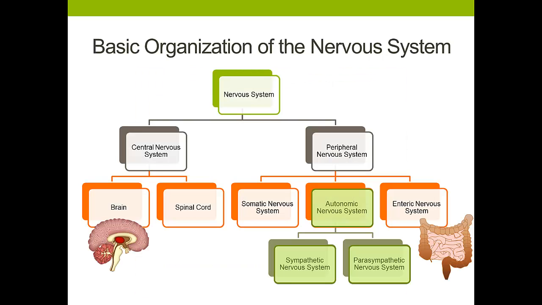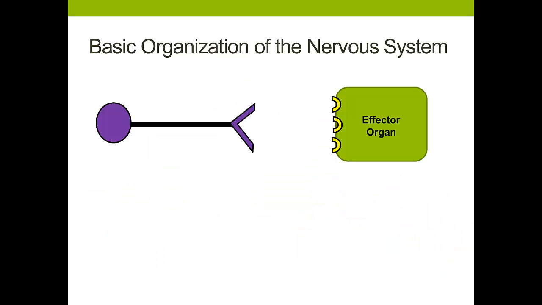One thing that all of the divisions of the nervous system have in common is that they contain neurons, the cells of the nervous system. Neurons communicate with one another through the release of chemicals called neurotransmitters from their synaptic end bulbs. While there are many different types of neurotransmitters, two common ones are acetylcholine and norepinephrine.